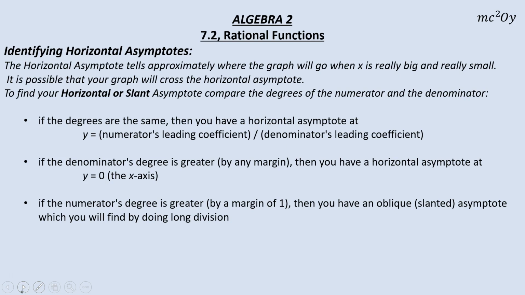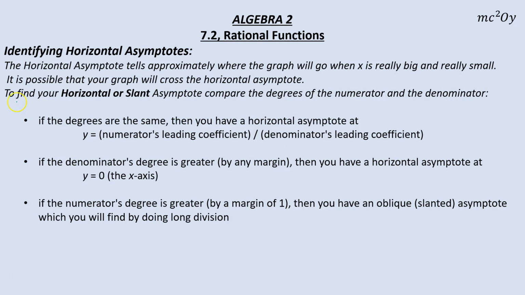Okay? So the horizontal asymptote tells approximately where the graph will go when x is really, really big or really, really small. It is possible that your graph will cross a horizontal asymptote. Now, in a vertical asymptote or a hole, it's not possible to cross it. But in a horizontal, it is. It could actually be running really, really close to it and bounce over and then just run right beside it.